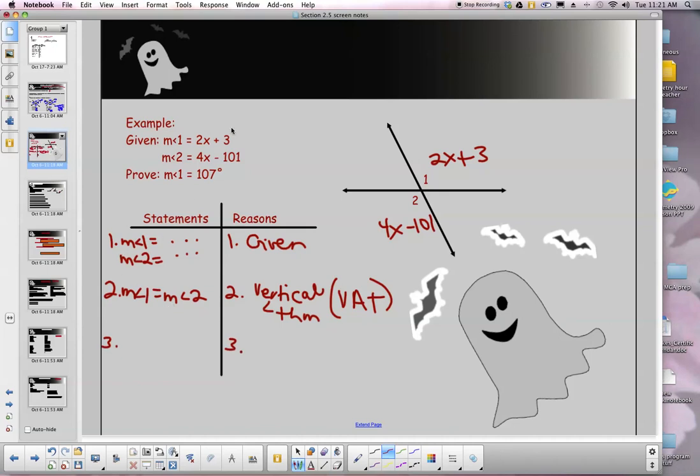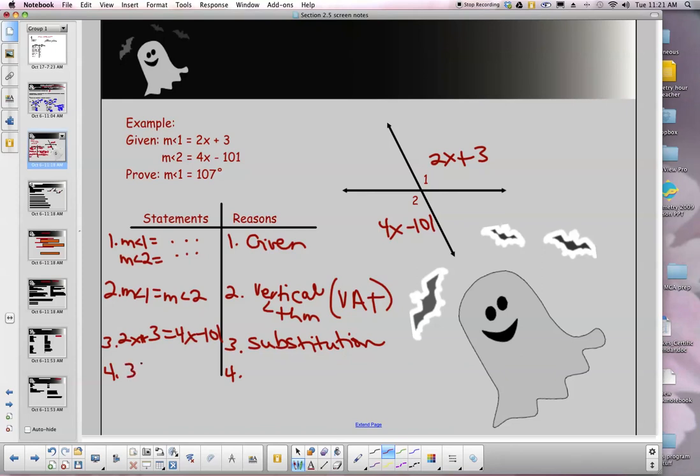All right, but we have things that those are equal to, so we are going to substitute. Instead of putting in angle 1, we're going to put 2x plus 3, and instead of angle 2, we're going to put in 4x minus 101. What that substitution allows us to do is take the geometry out of it and put the algebra back in, so that we can work with our numbers and values and not have to work with the actual angles themselves.